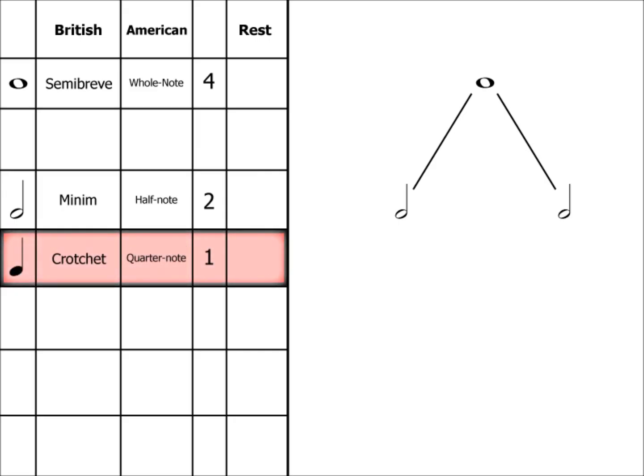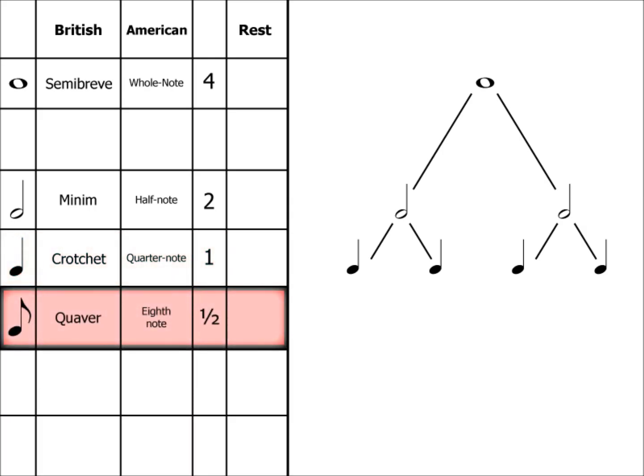This is a crotchet and has a value of 1. Notice how it looks like a minim, but the note head is all black. As it has a value of 1, you'd need 4 crotchets to equal the value of 1 semibreve. This is a quaver and has a value of half. Notice how it looks like a crotchet, but we've added a tail to the stem.